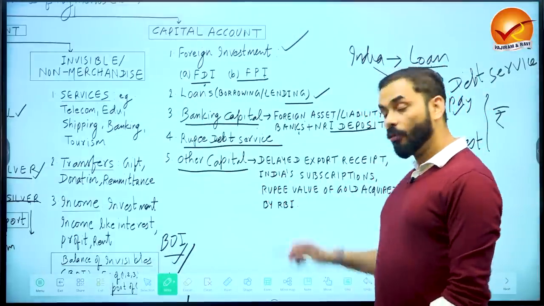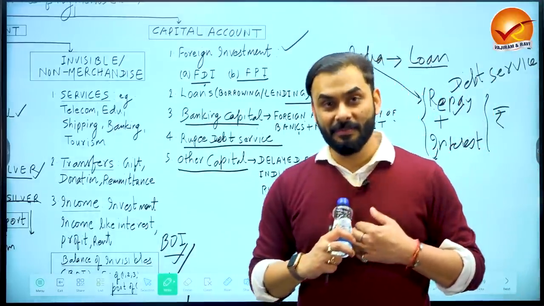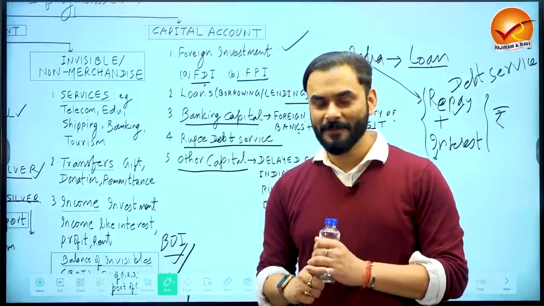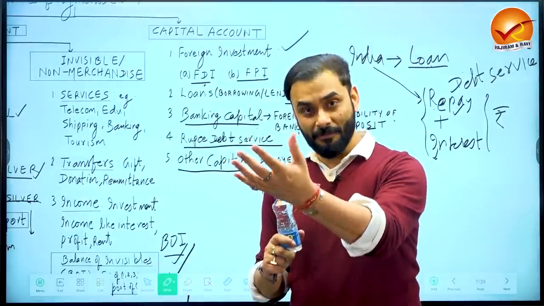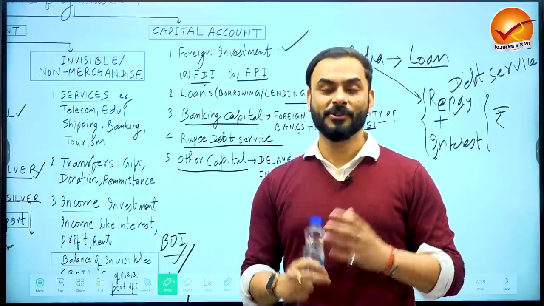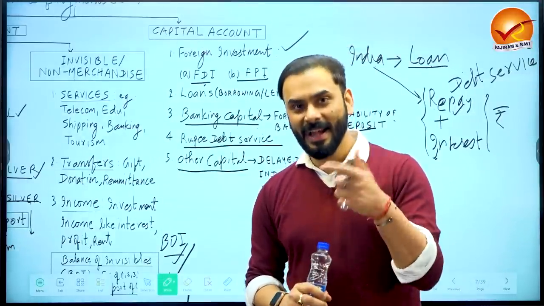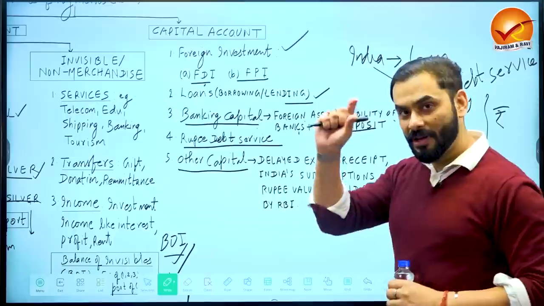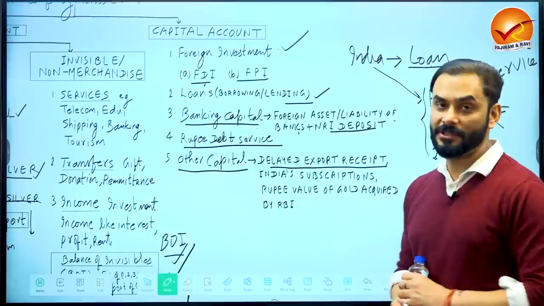Now other capital. What is other capital? I'll give you another example. So for example, guys, suppose that I am an Indian businessman. I am selling this water bottle in let's say France. Fine. When I sell this in France, somebody is buying it. That person should have paid the money right now when he's buying the bottle. But suppose that person requests me that, sorry, I can't give you money because I don't have it. I will make the payment after 1 month. Delayed payment for export. So after 1 month, when I get the payment, I will write that amount under a column called other capital. See, delayed export receipts.